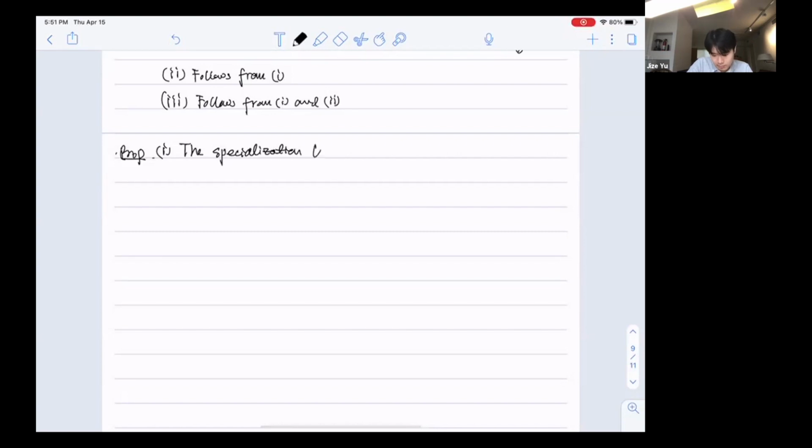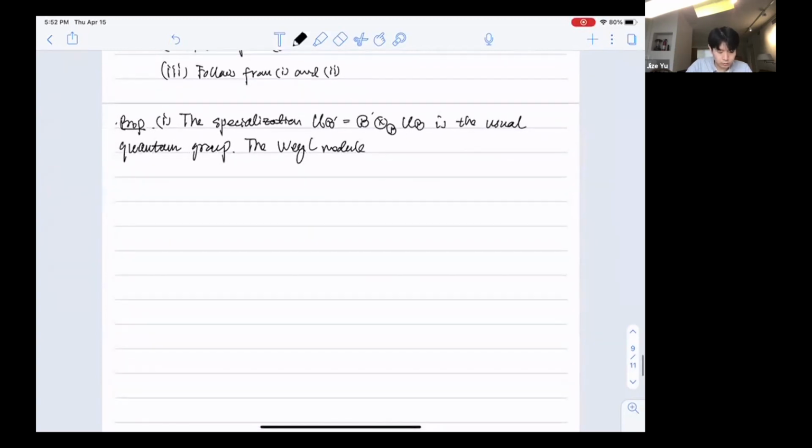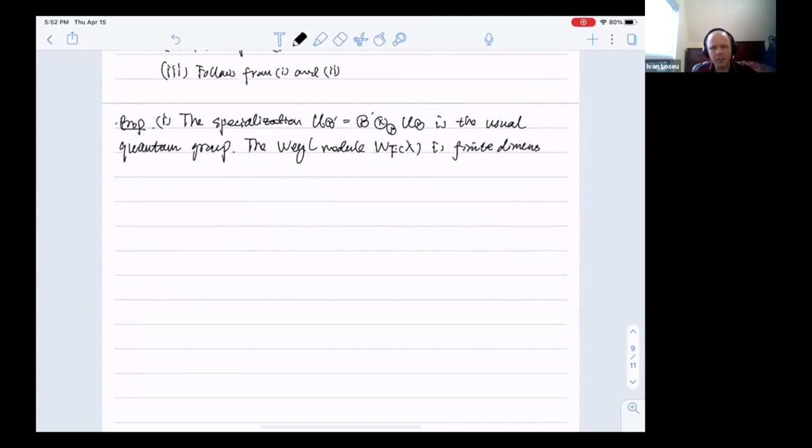So the specialization of U_B', this is B' tensor B with U of B, is just the usual quantum group, and the Weyl module W_B lambda is finite dimensional. So F is the same as B', right?